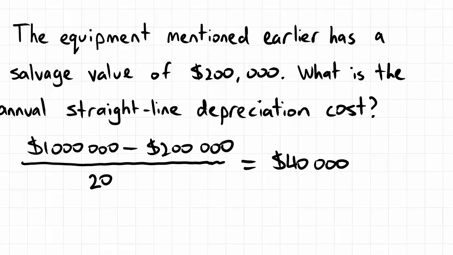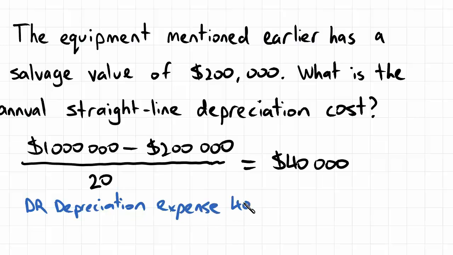So what we would record every year was a debit of depreciation expense amounting to $40,000. And of course, we will credit our equipment for $40,000. And so this would apply every year, and the recognized value of the equipment would just drop and drop and drop until it reached $200,000. And then maybe we would sell it off, and so we would just be exchanging that equipment for cash. And that would be the end of it. So that's the basics of depreciation.